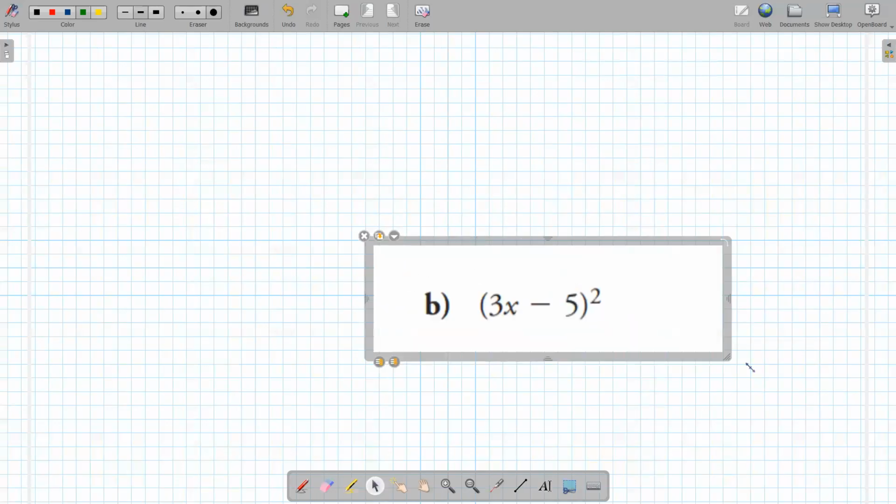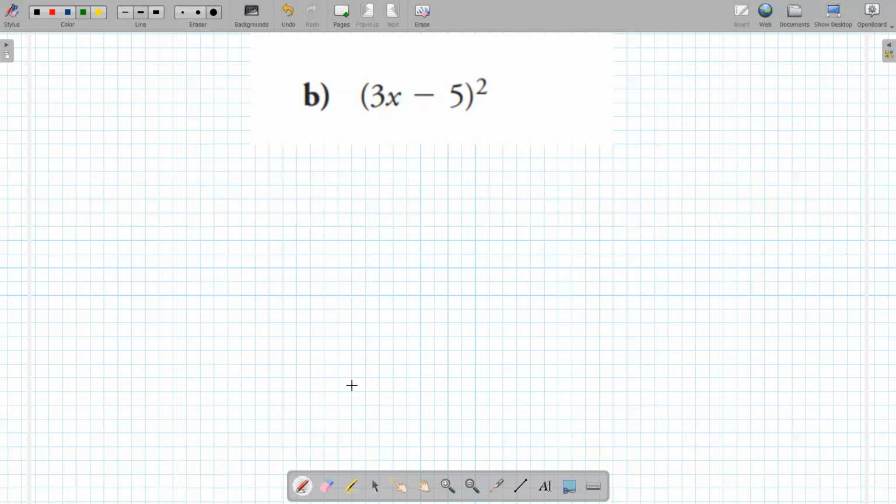It says open the brackets or multiply each expression. Remember, anything squared means you're multiplying itself twice. So you have itself multiplying itself like that. Open the bracket. What's the first term? So you go this way for the first term. What's 3x times 3x? 9x squared.